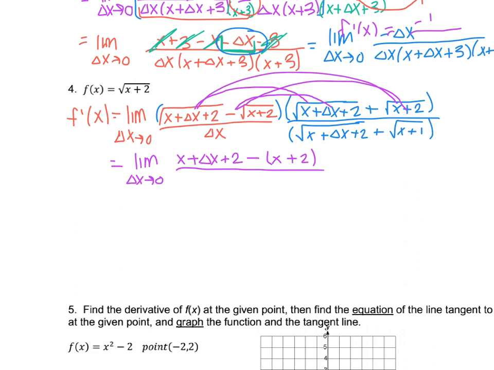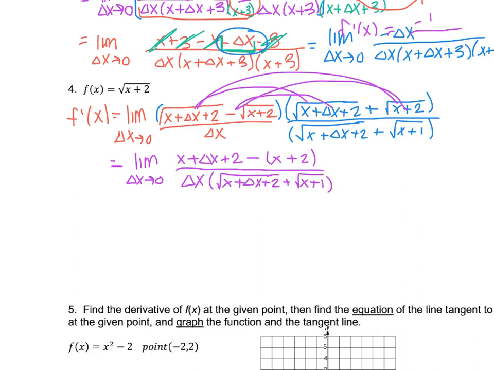My denominator, don't bother distributing anything. Just write delta x times this whole thing. So delta x times the square root of x plus delta x plus 2 plus the square root of x plus 2.